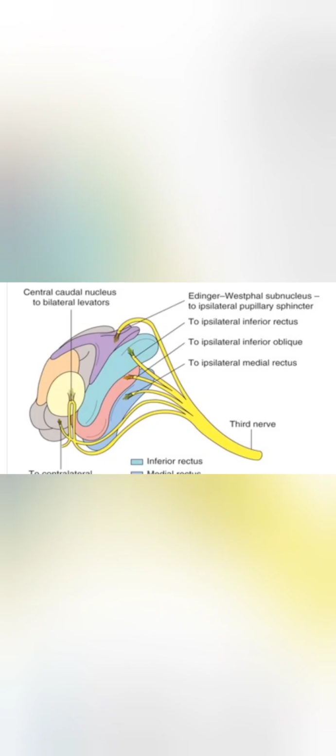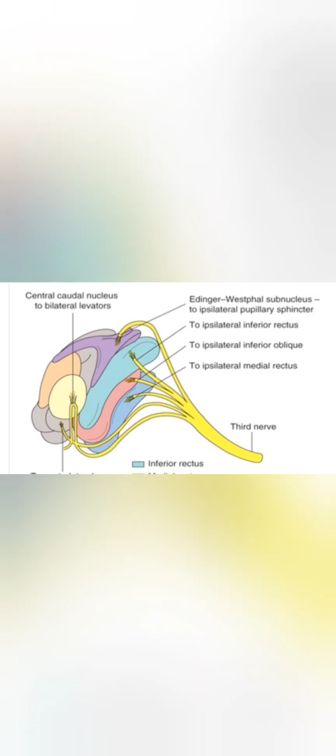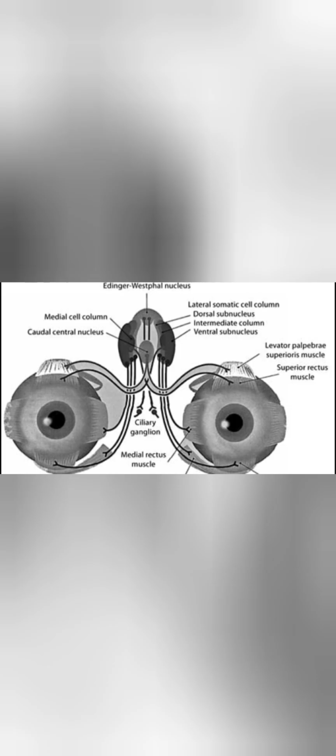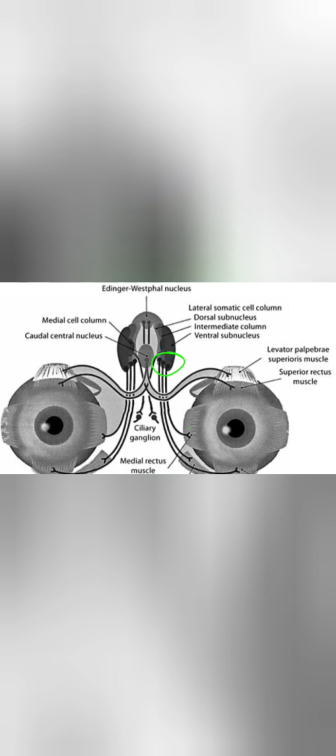This is one more picture which is showing the nerve rootlets which are coming from various subnuclei of the third cranial nerve, and then they will join to form the third nerve trunk. Okay. This picture clearly shows the various subnuclei of the third cranial nerve and how they are supplying the extraocular muscles. So as you can see here, these three nuclei which are supplying the medial rectus muscle, inferior rectus muscle and the inferior oblique muscle are supplying the ipsilateral eye muscles.